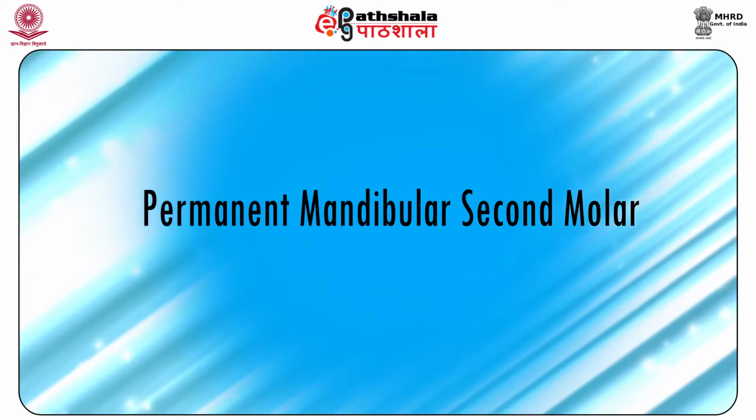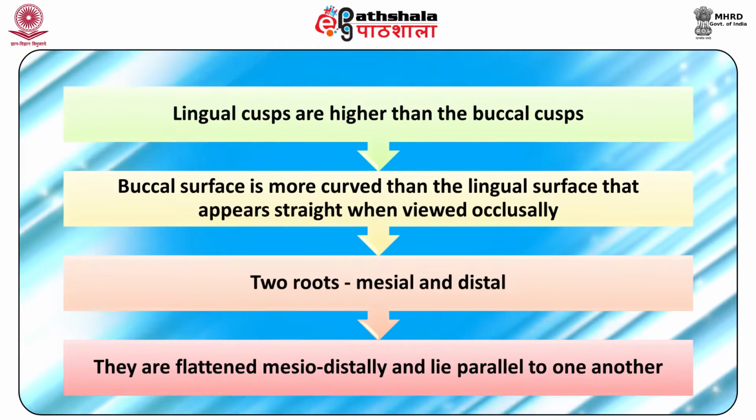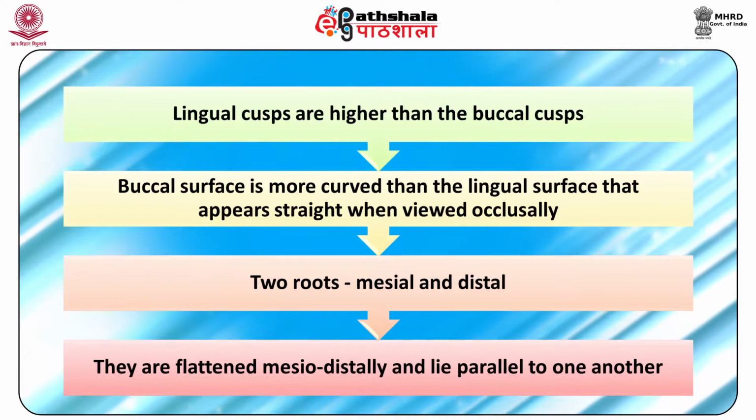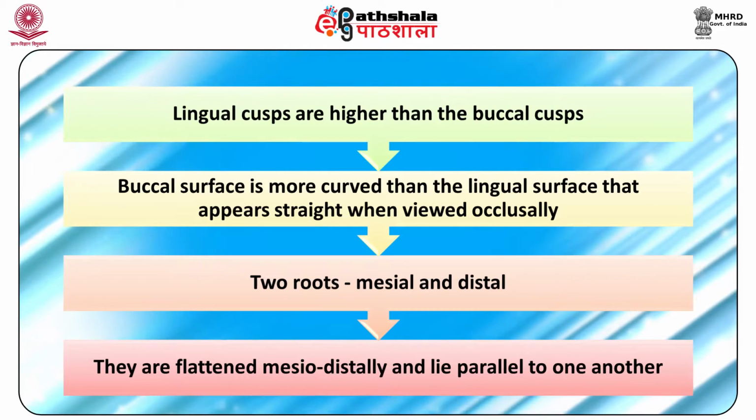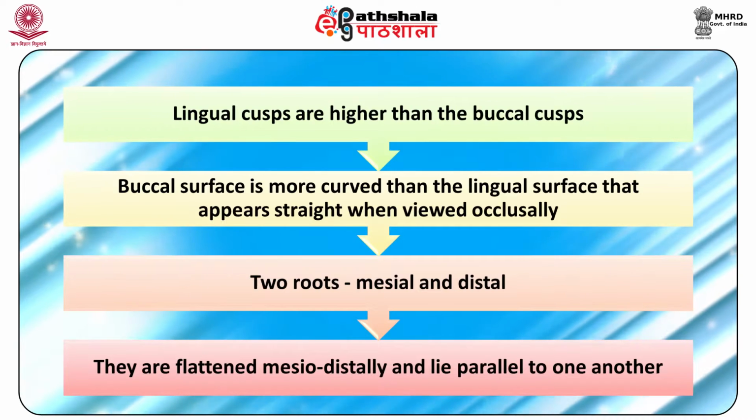Then coming on to the permanent mandibular second molar. The crown has 4 cusps placed symmetrically at each corner of the rectangular occlusal surface. The lingual cusps are higher than the buccal cusps. The buccal surface is more curved than the lingual surface, which appears straight when viewed occlusally. There are 2 roots, mesial and distal. They are flattened mesiodistally and lie parallel to one another. The crown and root of the mandibular second molar incline lingually but to a small extent, hence insignificant observation of the mesial or distal surface may be seen from this aspect.